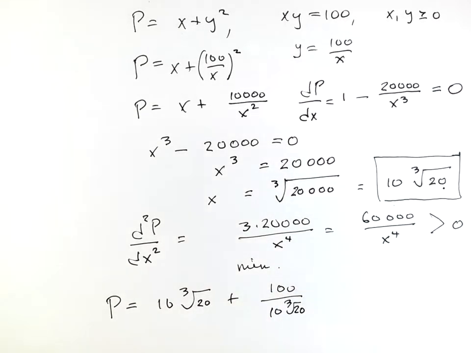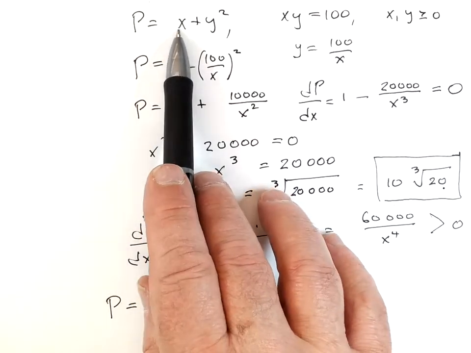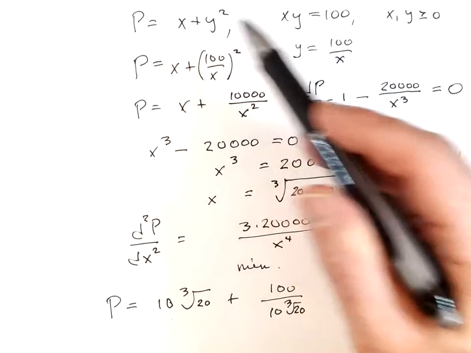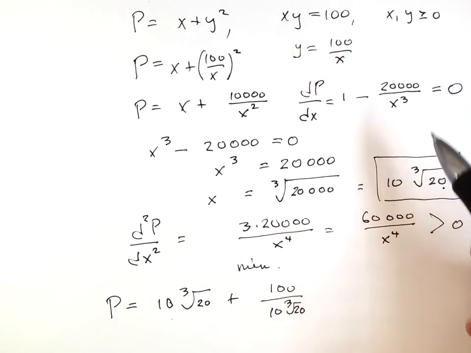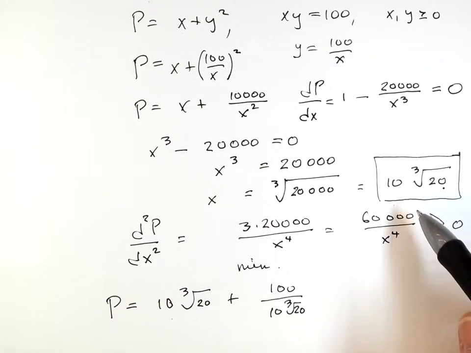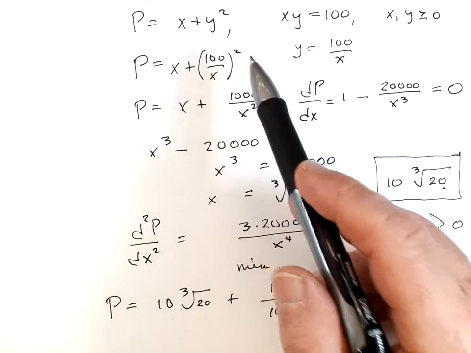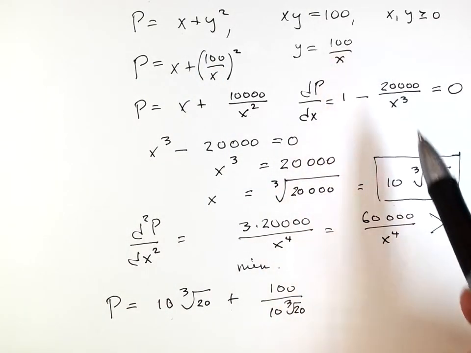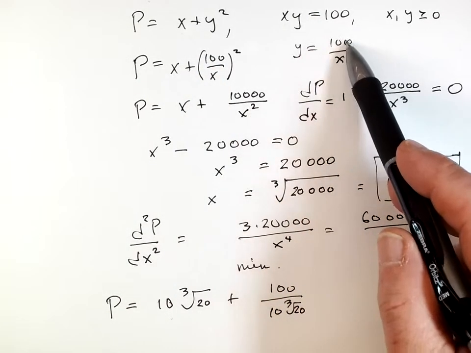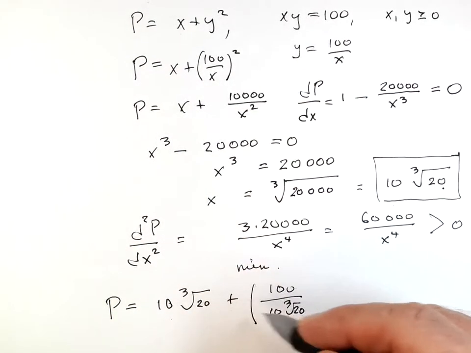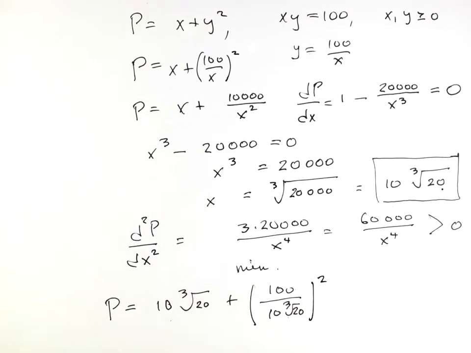I'm telling Nick that the actual minimum value of that sum is, substitute for x, 10 cube root of 20, plus, now substitute for y, 100 over x. The question doesn't ask you to do this, but I'm finding the minimum value. The y value is 100 over x, and we're going to square it. Whatever this comes out to be would be the minimum value.